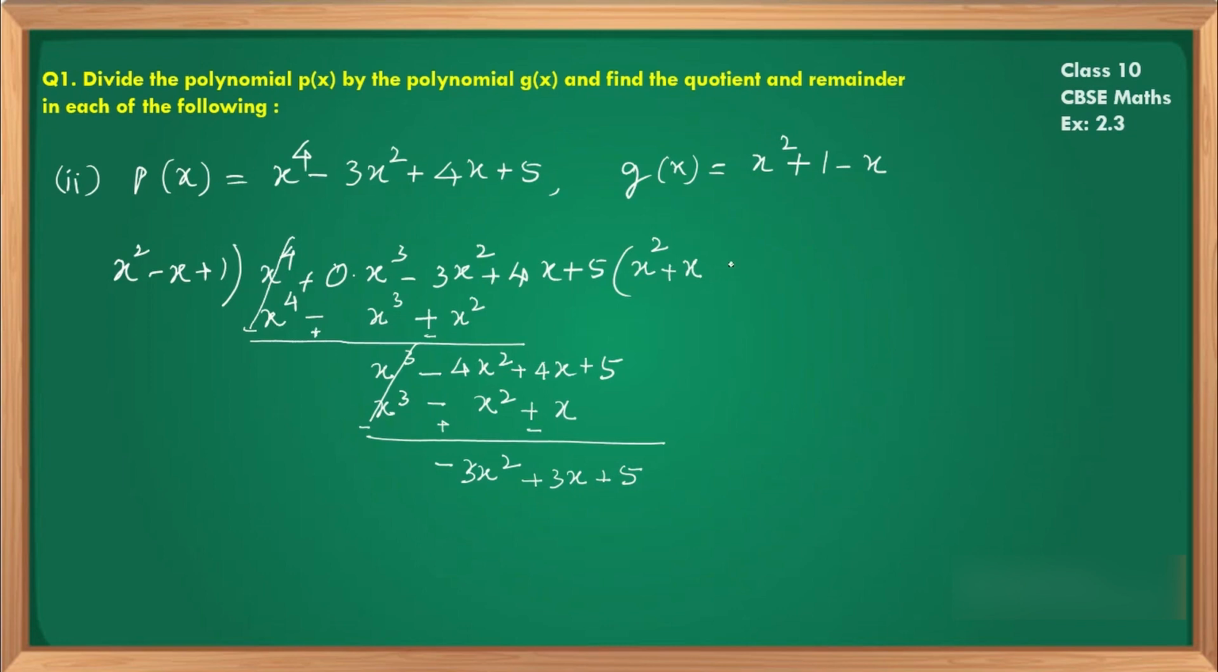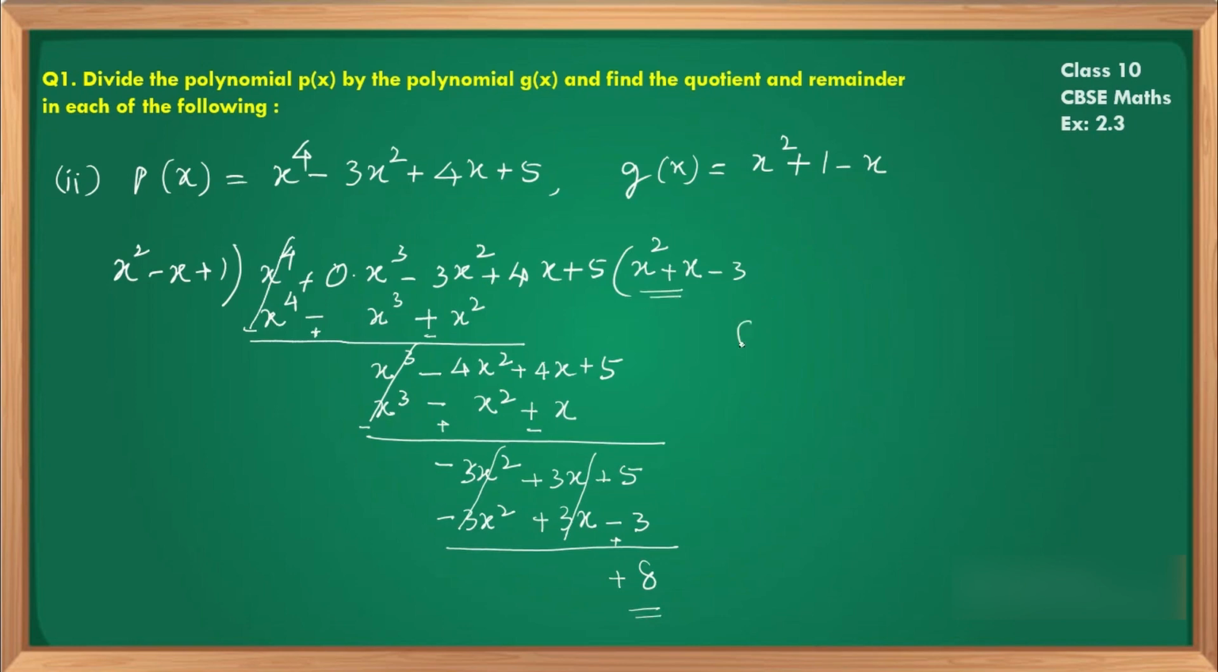Now here you have to multiply minus 3 with this divisor so that you get first minus 3x square. Minus 3 and minus x gives you plus 3x. Minus into plus 1 gives you minus 3. 3x square gets cancelled, and this also gets cancelled, and this minus becomes plus, so that you get plus 8. Now plus 8 is the remainder, and this whole thing is the quotient.